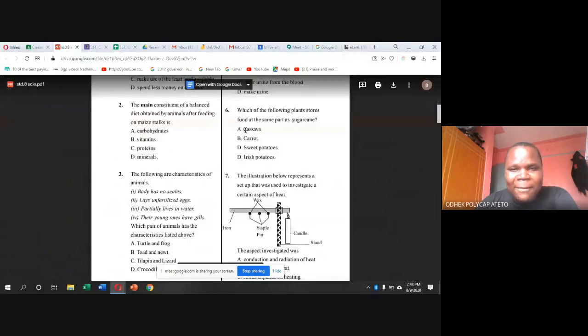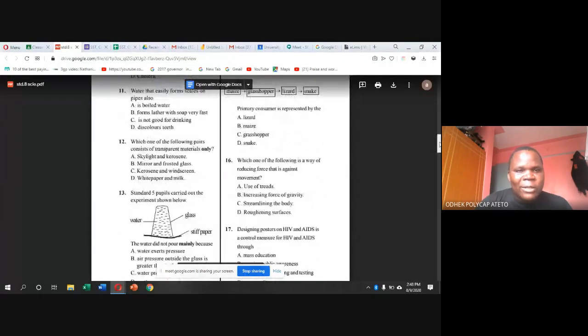So we are in number 11. We are talking about water that forms scale, that is hard water. Water that forms scales on pipes or on sufurias, that is hard water. So it is not water that is boiled, because boiling is softening. Forms lather with soap very easily, that is soft water. So these two are soft water. It's not good for drinking.